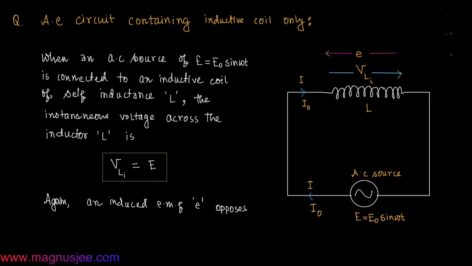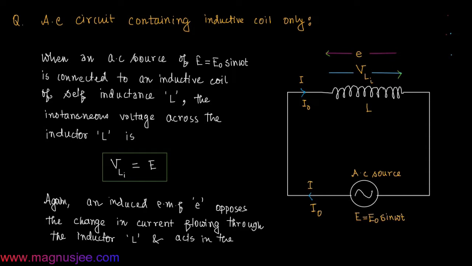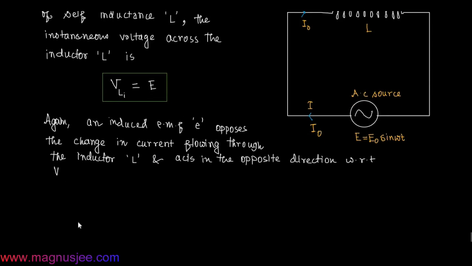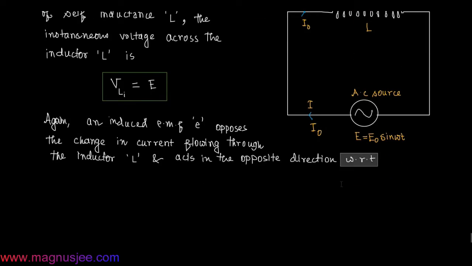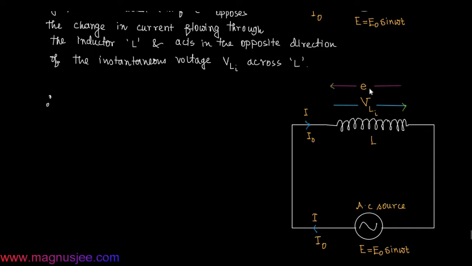Again, the induced EMF e opposes the change in current flowing through the inductive coil of inductance L, and acts in the opposite direction with respect to the flow of instantaneous current I, and in the opposite direction of the instantaneous voltage V_L across the inductor L.